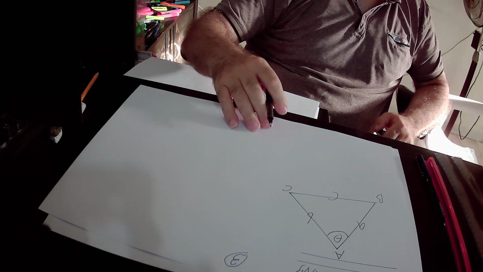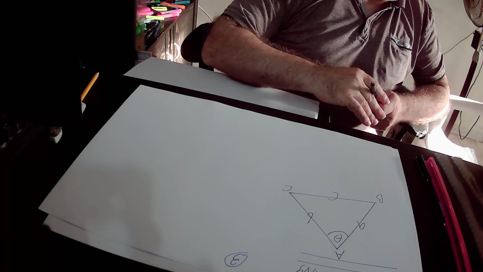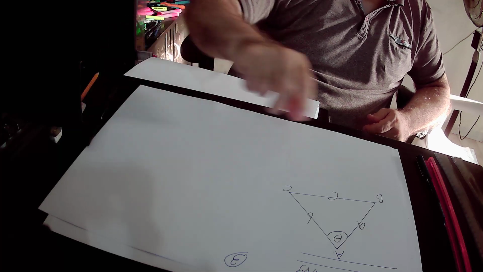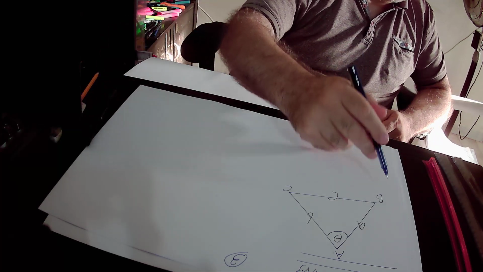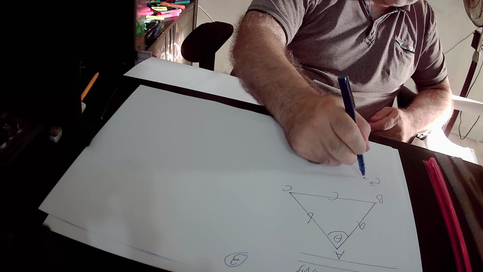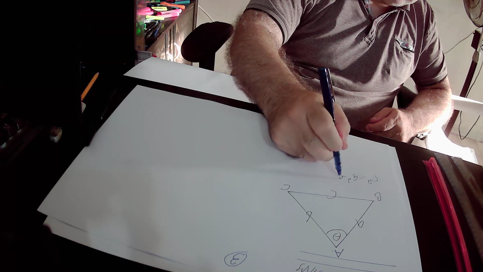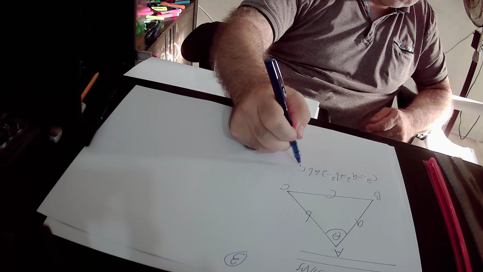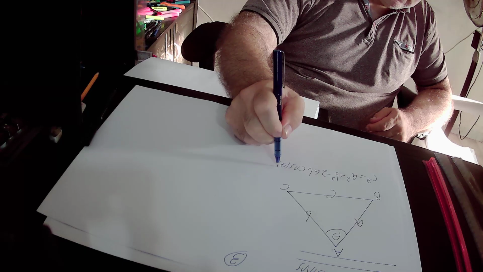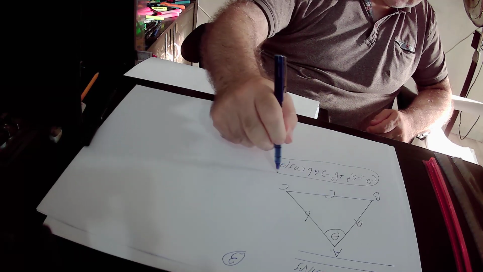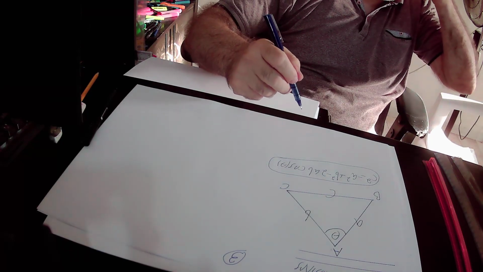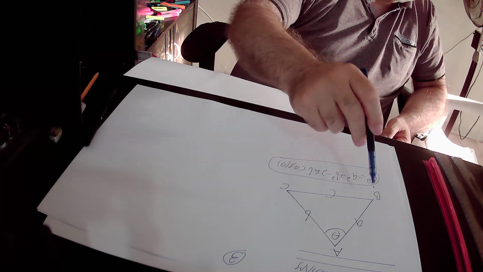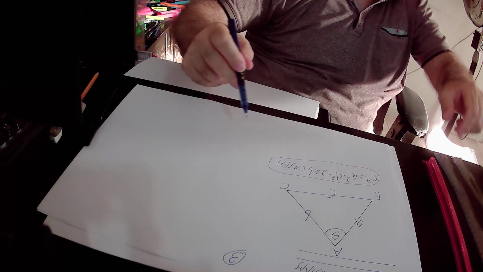So here, according to the law of cosines, in this triangle ABC, we will get that C squared equals A squared plus B squared minus 2 times A times B times cosine theta. I'll repeat again. In this triangle ABC, that could be any triangle, C squared equals A squared plus B squared minus 2 times A times B times cosine theta.